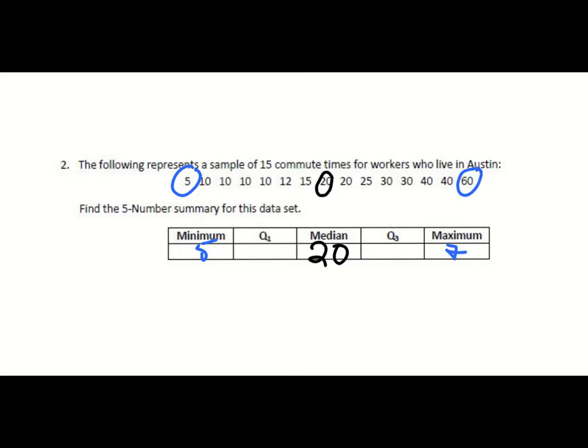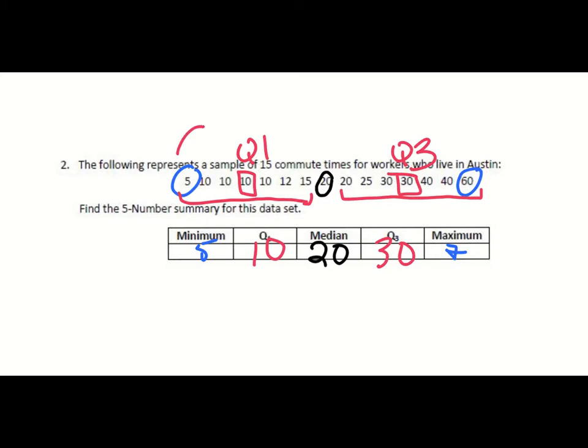And then for our quartile 1, we're going to look at these numbers here. There's 1, 2, 3, 4, 5, 6, 7. So 1, 2, 3. This is our middle number of those 7. This is our quartile 1. This is our quartile 3, 10 and 30. So there's 7 numbers in this bottom half and 7 numbers in this top half, and we're basically splitting each in half again. So there's my 5-number summary for that set.